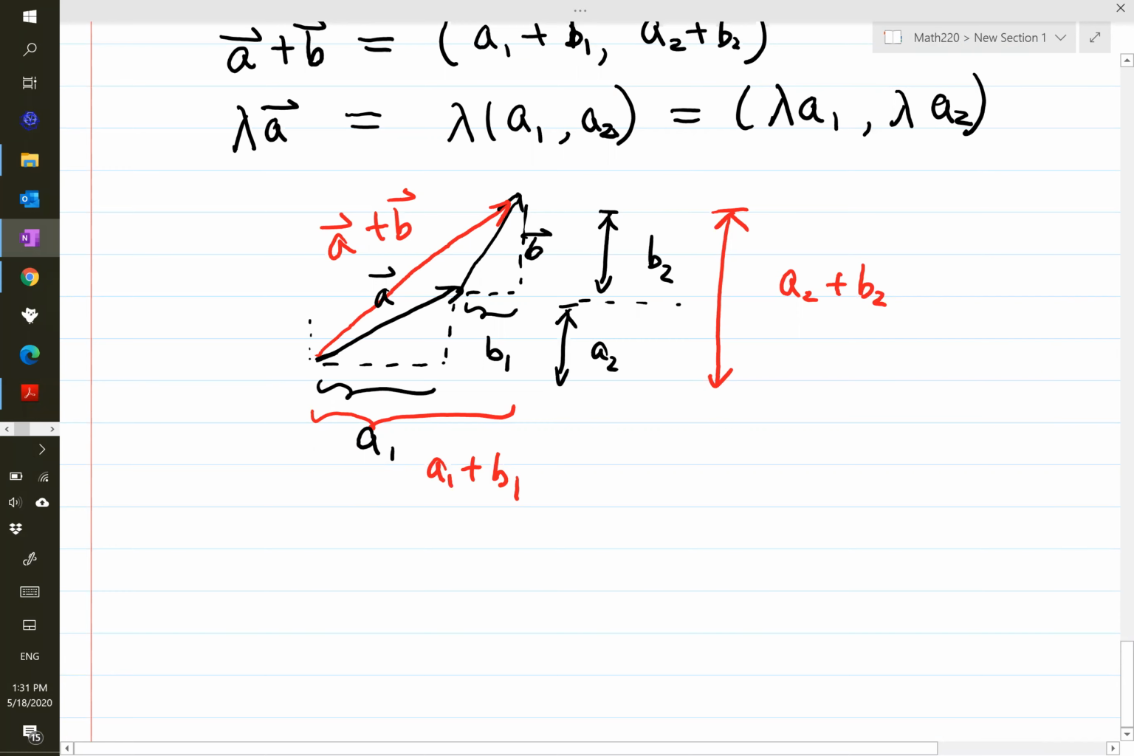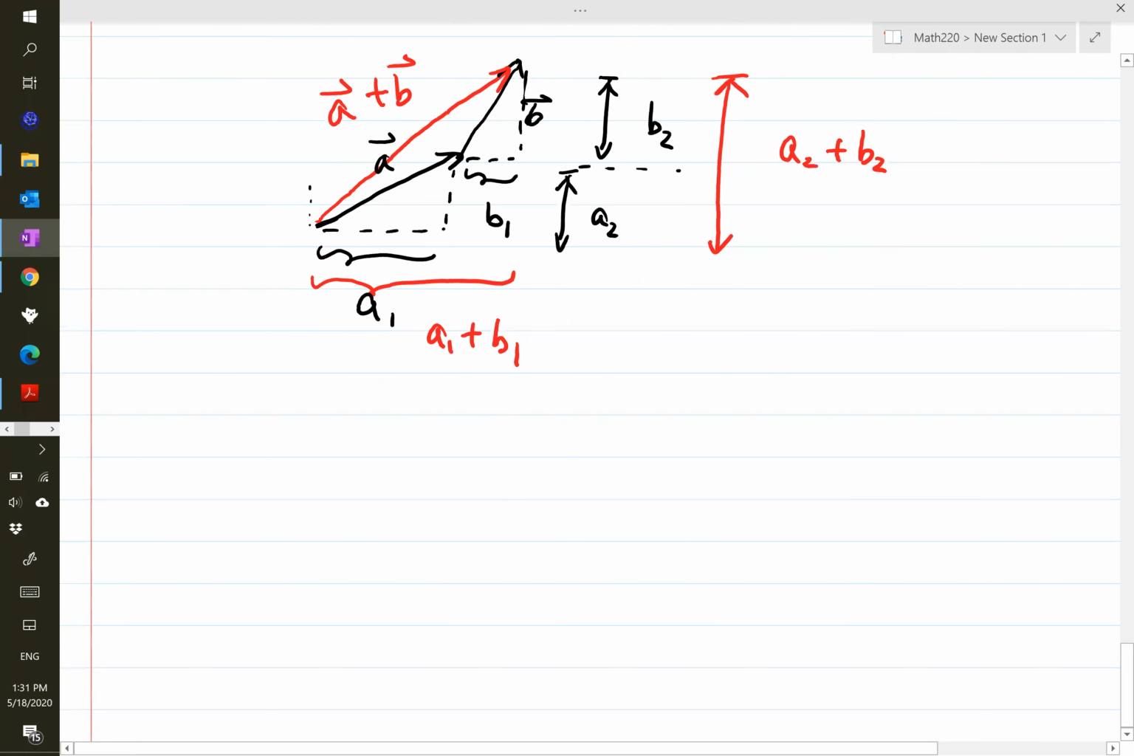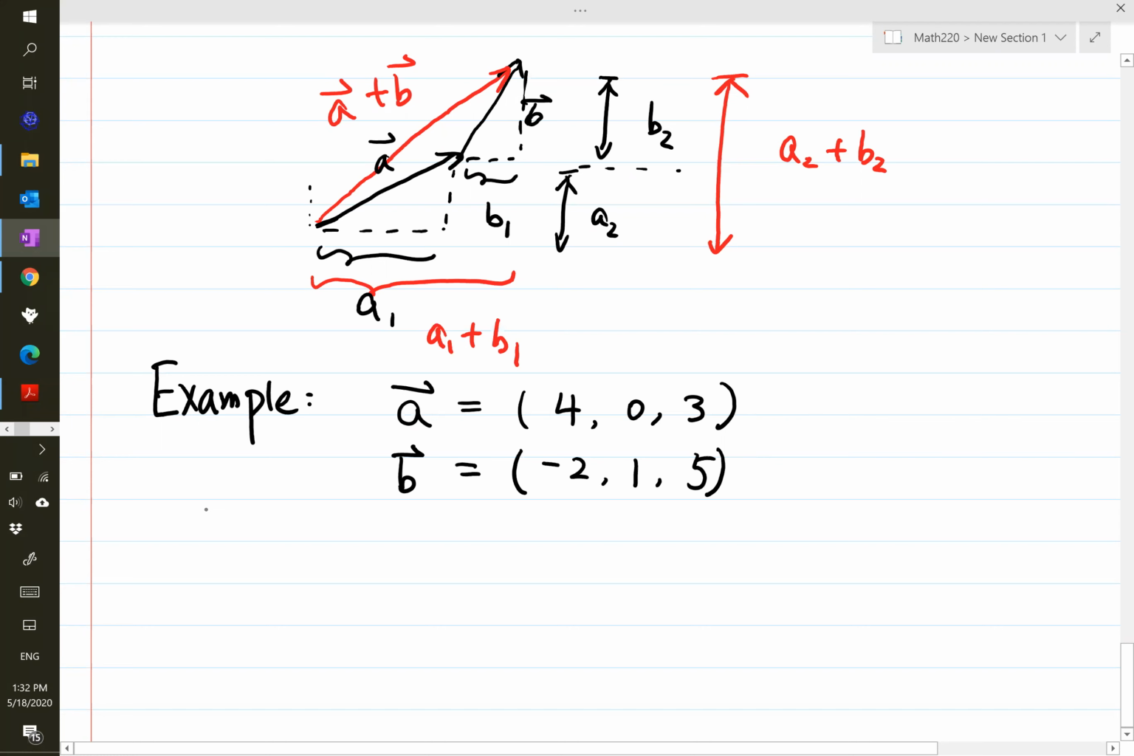Okay, let's do some examples, a very easy example. The operations on vectors. Suppose we have the vector A, which is (4, 0, 3), and B as the vector (-2, 1, 5). Let's find the norm of A, the norm of B, A plus B, A minus B, and 2A plus 5B.